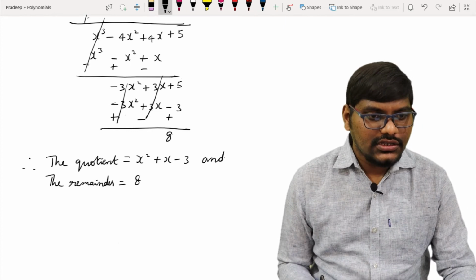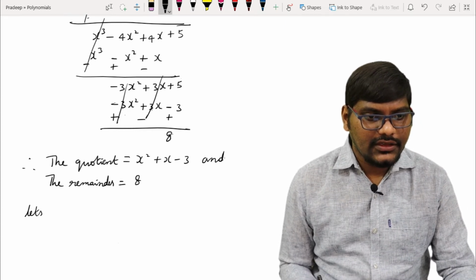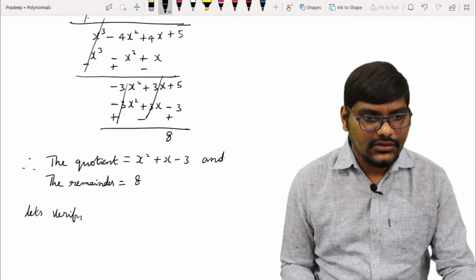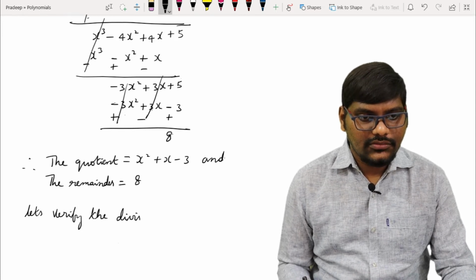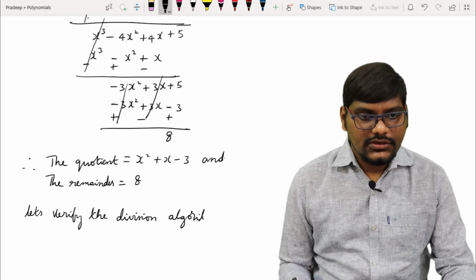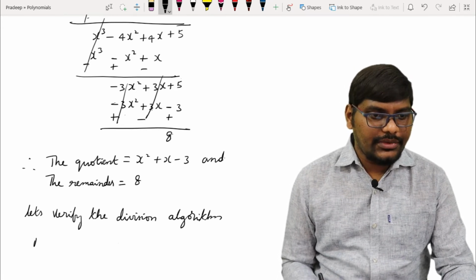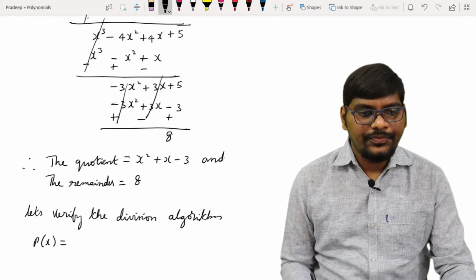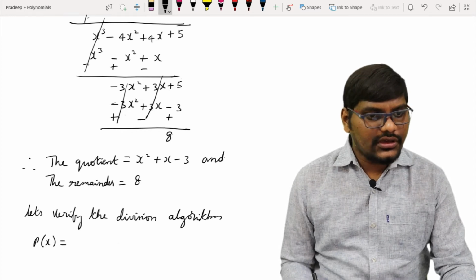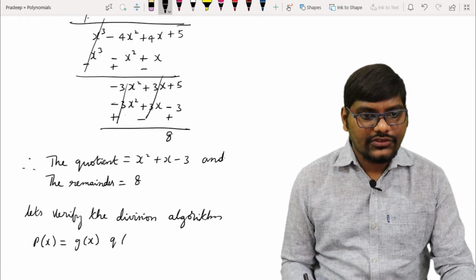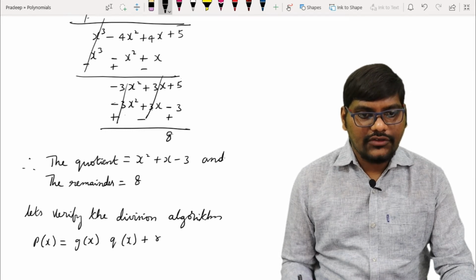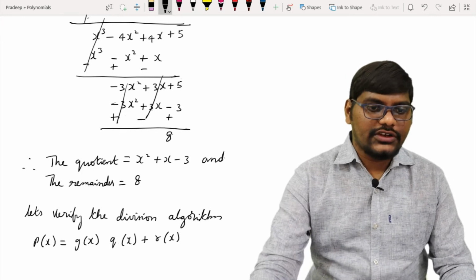So I can write here, let's verify the division algorithm. Okay, so for that I'll just write p of x equal to g of x into q of x plus r of x. Okay, so let's substitute the values.